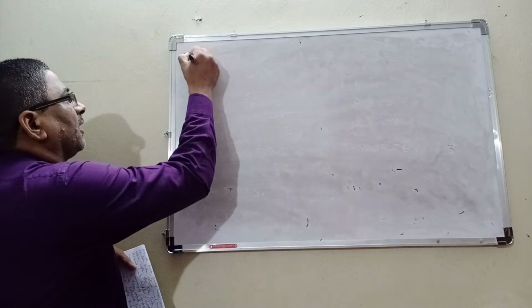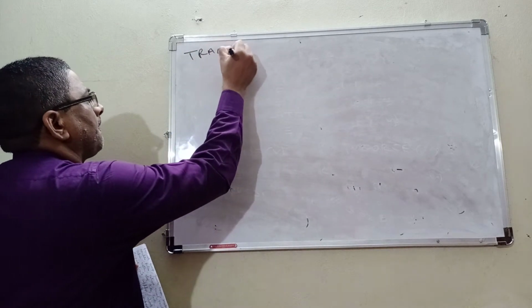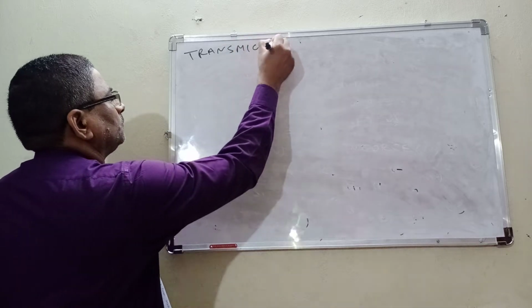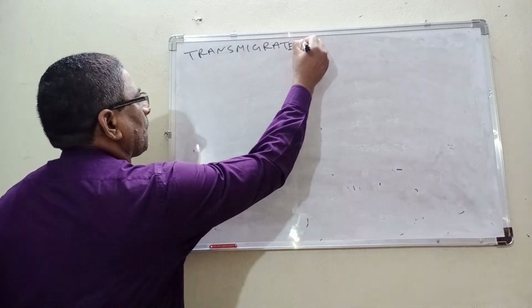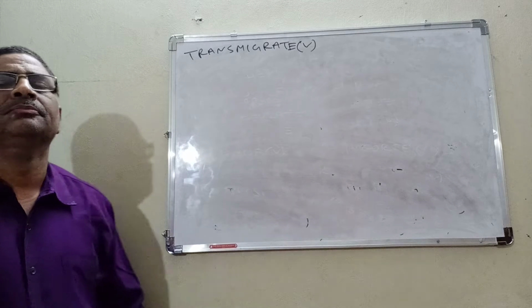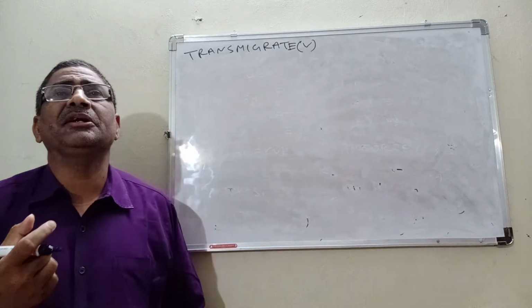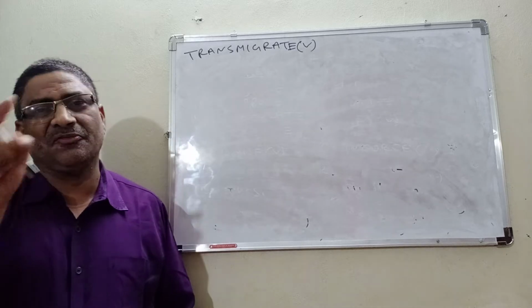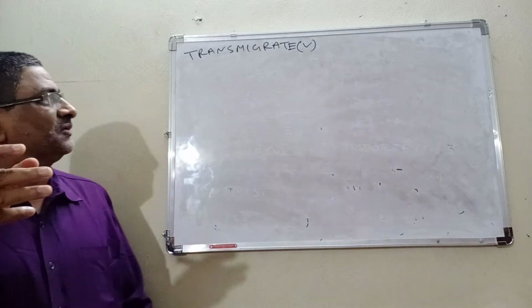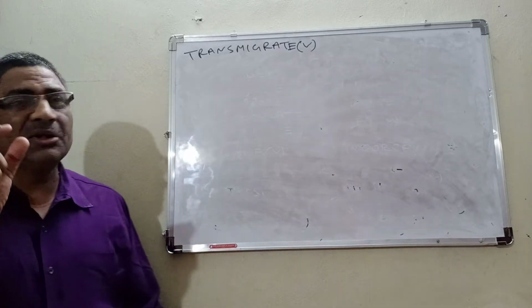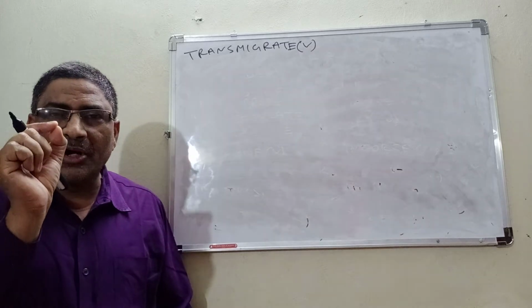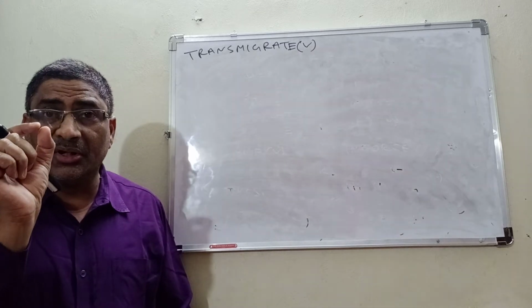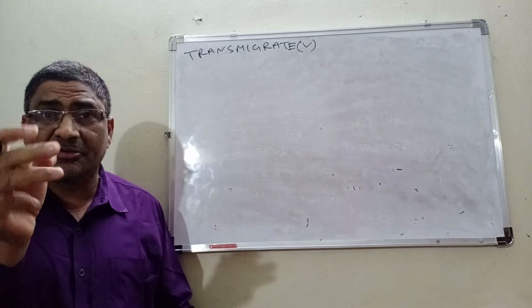Next word, transmigrate. It's a mythological concept. Generally, there is a perception that after the death of a person, the soul passes from one body to another body. That kind of thing is called transmigration. So what is the meaning of transmigrate? To pass from one body to another body after the death of a person. That's called transmigrate.